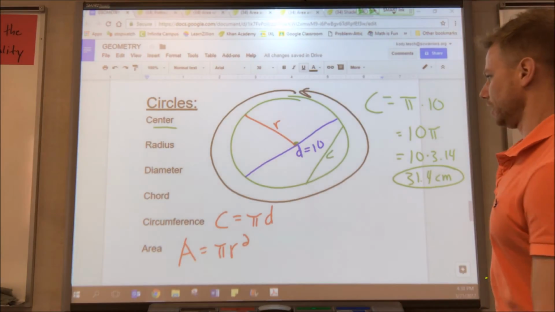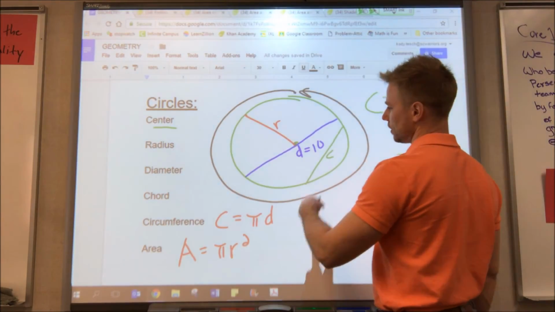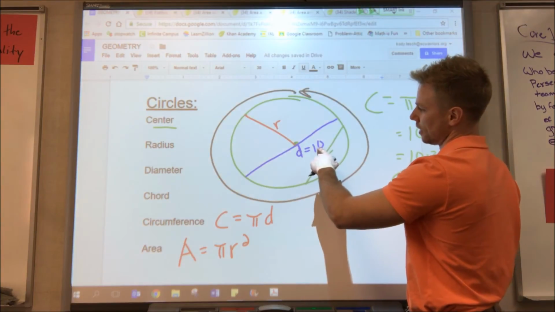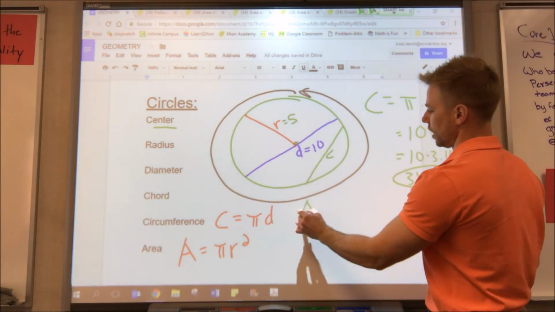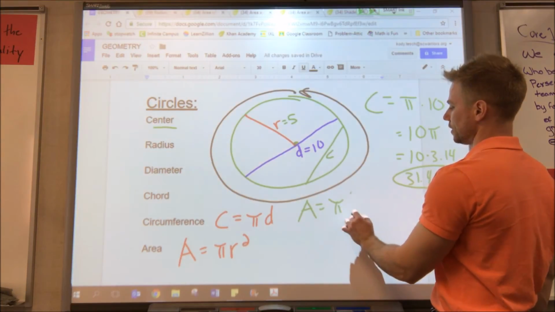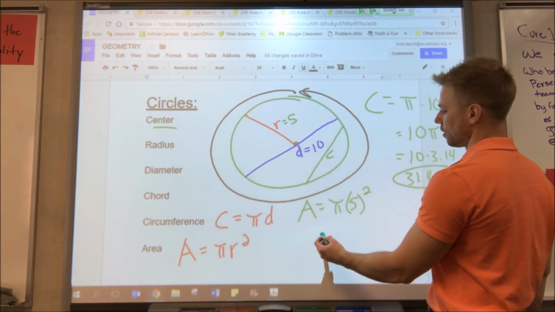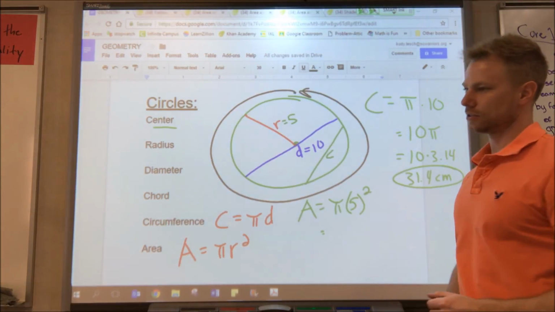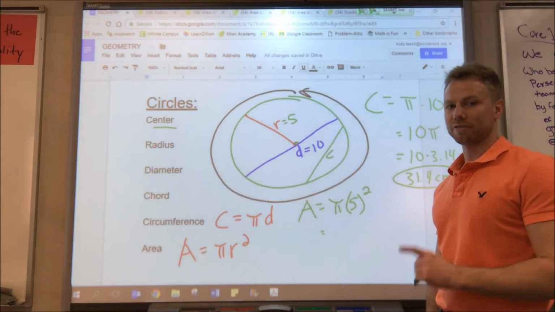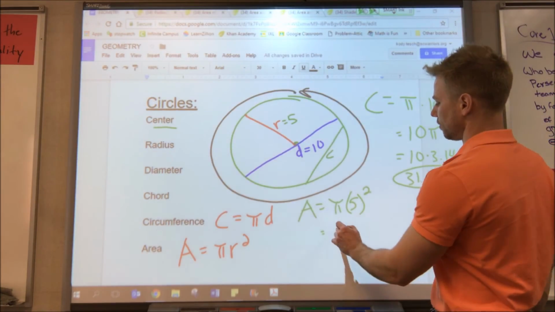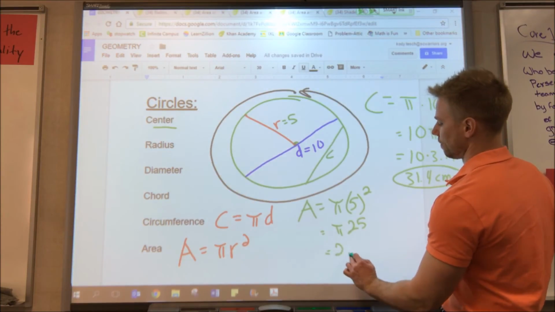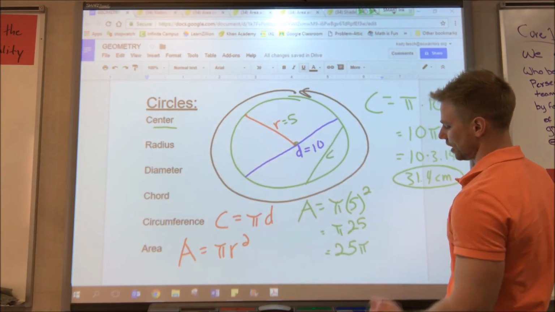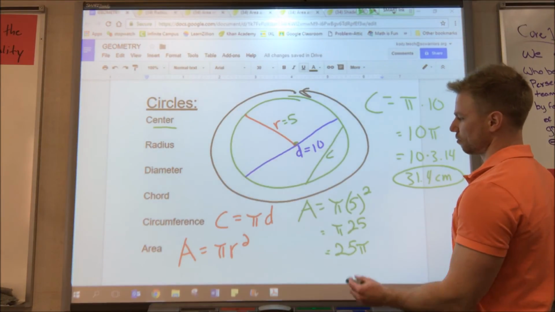For area, we're going to plug in the radius. If the diameter is 10, that means the radius would be 5. So the area of this circle would be pi times 5 squared. 5 squared is 5 times 5. It's not 5 times 2, it's 5 times 5, which turns out to be 25. And we always write our pi second, so that turns into 25 pi.